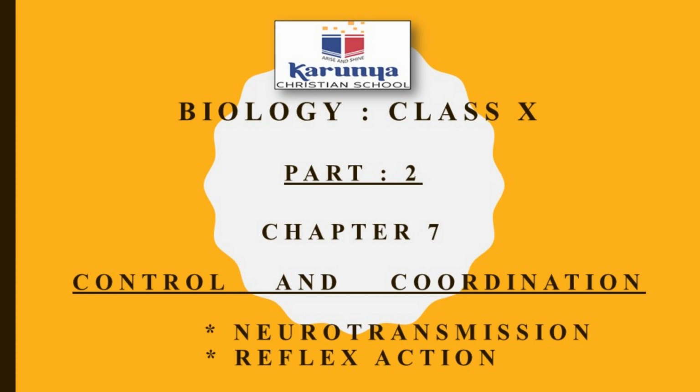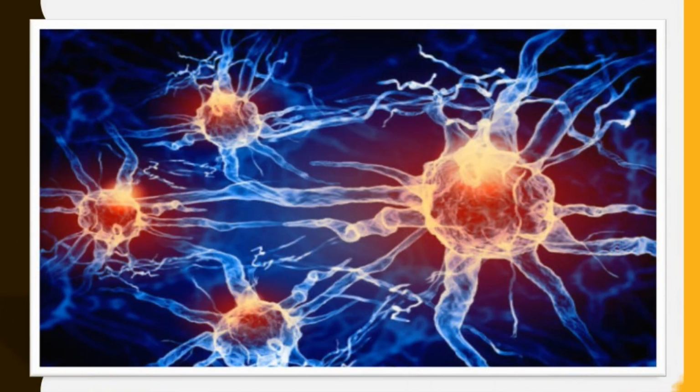Good morning, children. We are moving to the next topic of the chapter control and coordination. And the topics for the day are neurotransmission and reflex action. In animals, such control and coordination are provided by nervous and muscular tissues, which we have studied in class 9th.